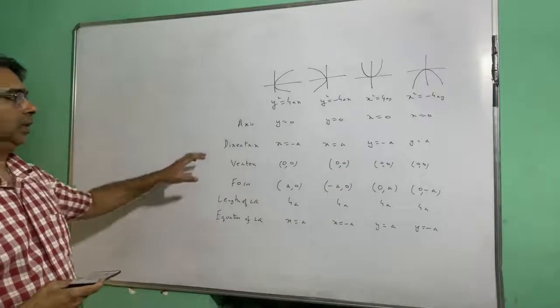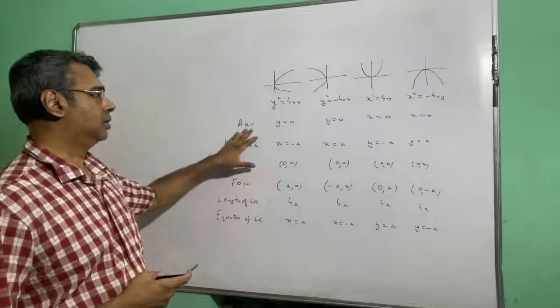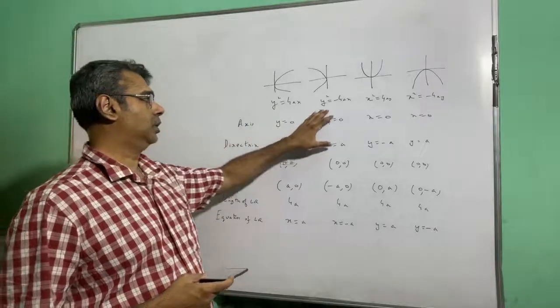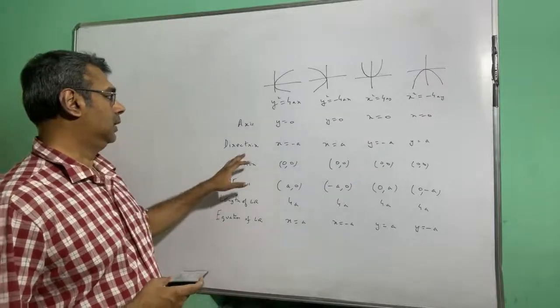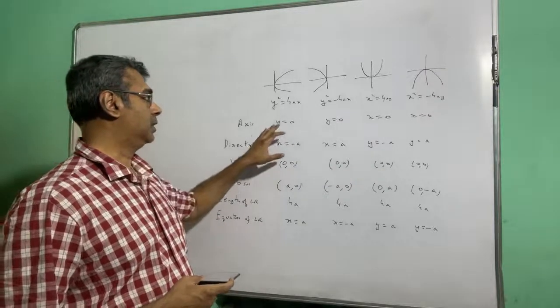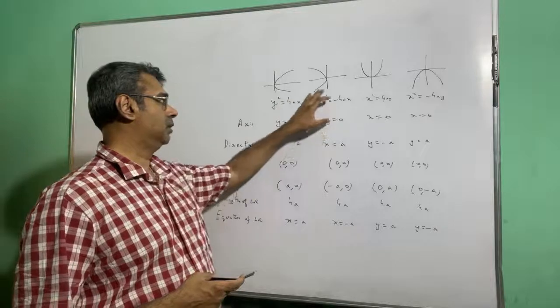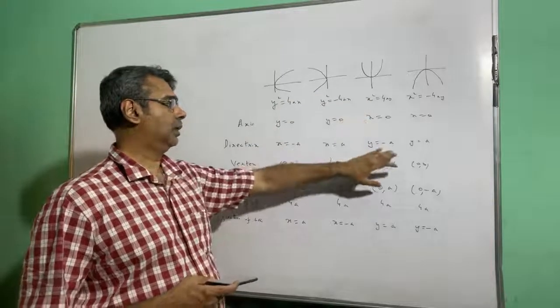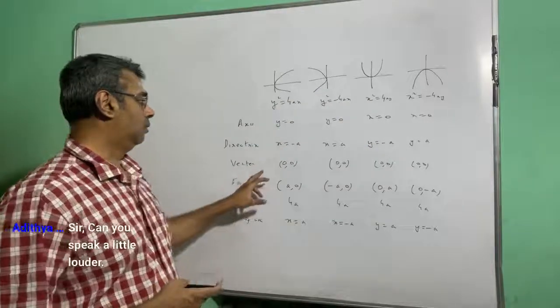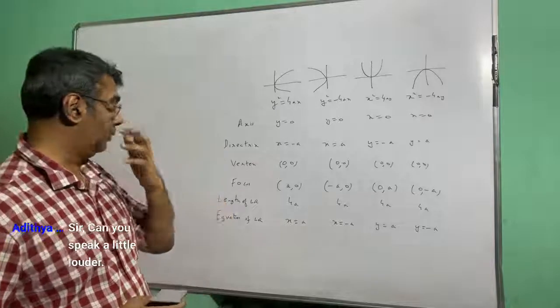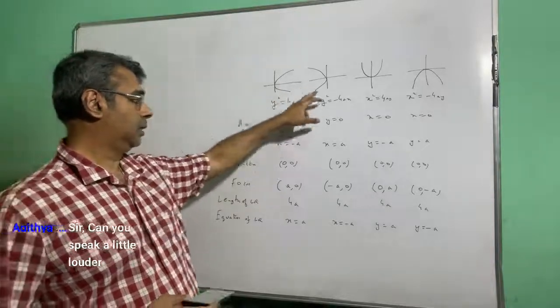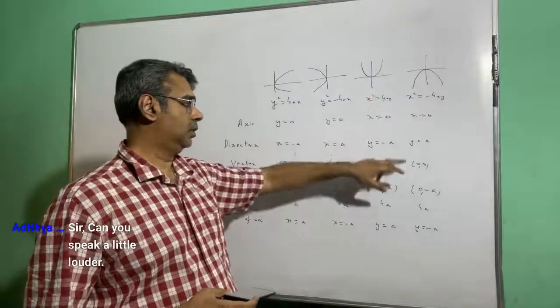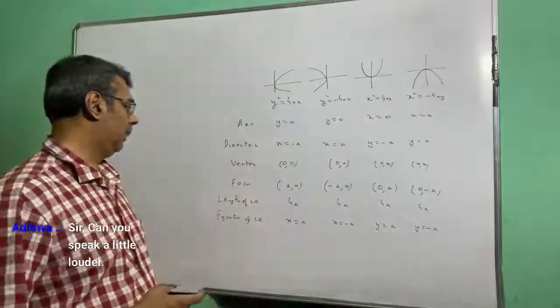So what are the parameters? The axis: for the first two, y equal to 0, and for the other two, x equal to 0. Then the directrix: minus x equal to minus a, x equal to a, y equal to minus a, y equal to a. The vertex for all of them is 0, 0. The focus is a0, minus a0, 0a, and 0 minus a.